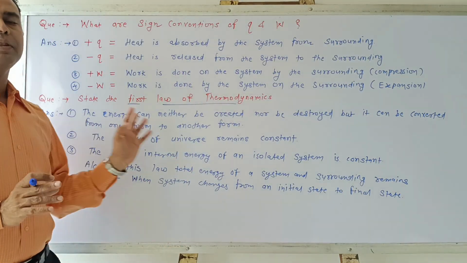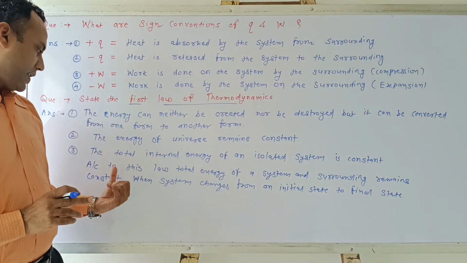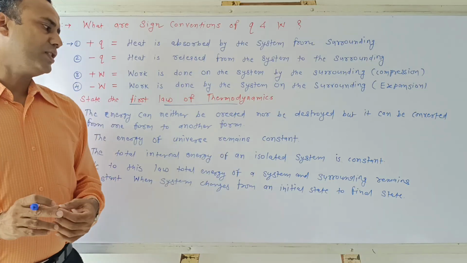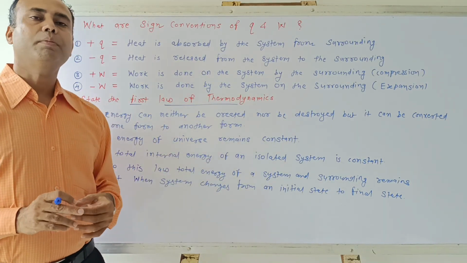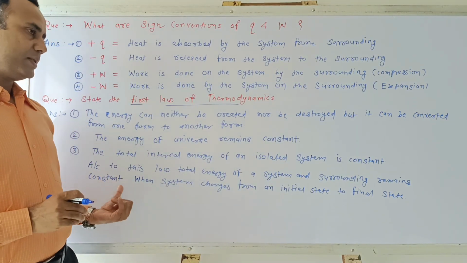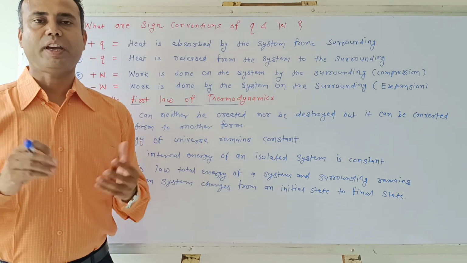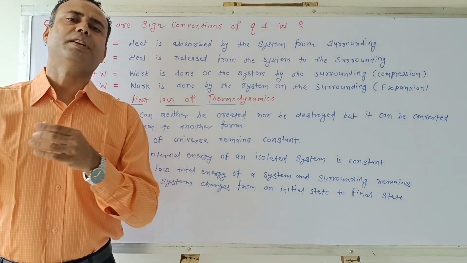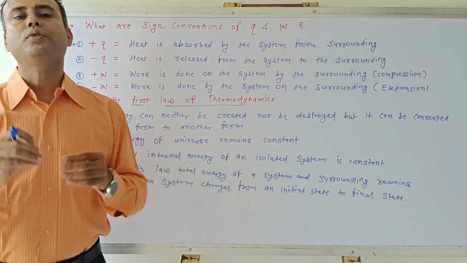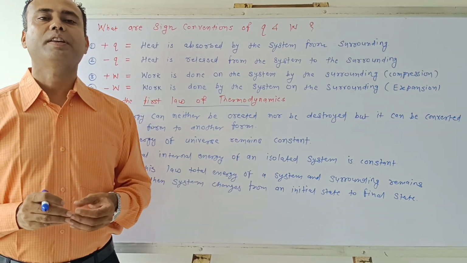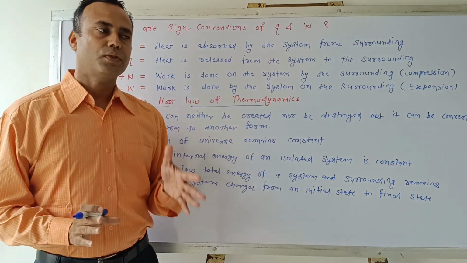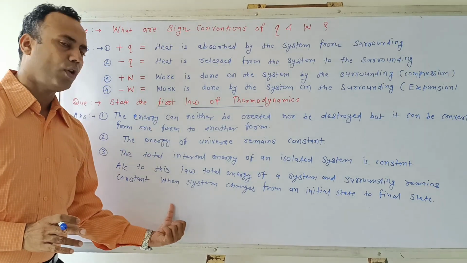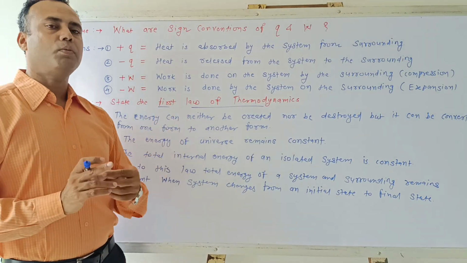और इन तीनों स्टेटमेंट का एक फाइनल स्टेटमेंट है, अकॉर्डिंग टू दिस लॉ एनर्जी of a system and surrounding remain constant when system travels from one initial state to final state. जब सिस्टम एक इनिशियल स्टेट से फाइनल स्टेट में जाती है तो टोटल जो एनर्जी है सिस्टम और सराउंडिंग की क्या रहती है, कांस्टेंट. सो दैट इज द डिफरेंट फॉर्म्स of first law of thermodynamics.